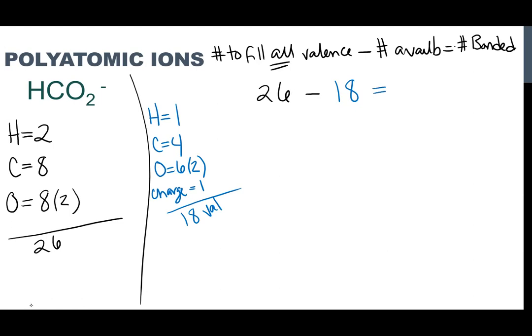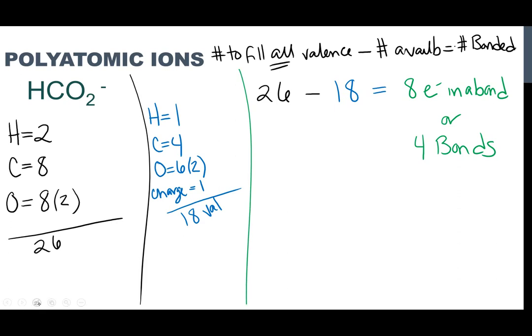26 minus 18, and that's going to give us the number of electrons that are bonded. So let me go ahead and type that in, 26 minus 18, and that tells me that 8 electrons are in a bond. And remember, electrons bond in pairs. So very often students will say that tells me there's going to be 4 bonds in this structure. Okay? So 8 electrons that are in bonds, or since they bond in pairs, 4 bonds for this structure.